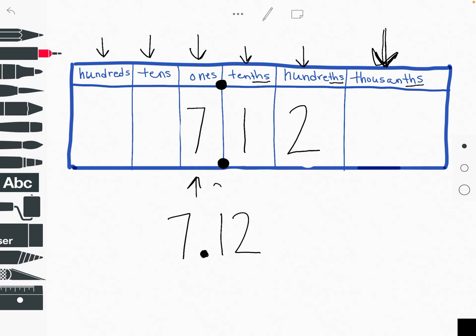So we would read this like this. 7 and 12 hundredths. 7 and 12 hundredths. So we say this number, and since the 2 is in the last digit and it's in the hundredths place, we say 7 and 12 hundredths.